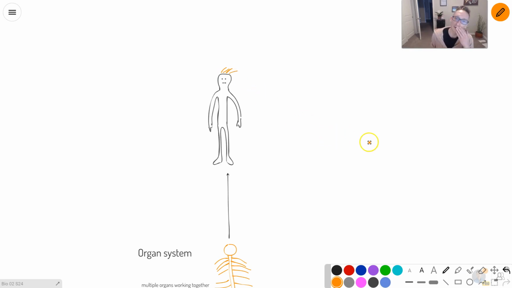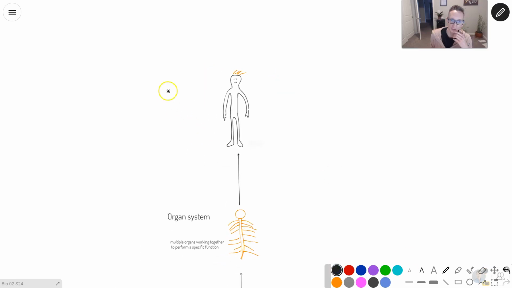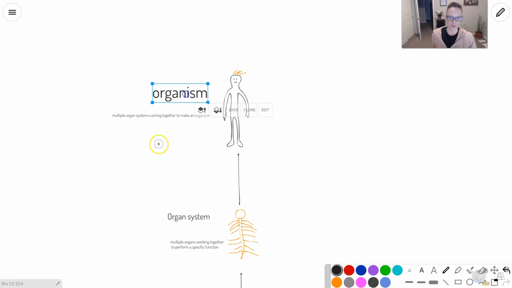We've got ourselves an organism. Pretty cool. And really, we're going to be spending most of our time here, where multiple organ systems come together to make an organism. Pretty crazy when you think about yourself that way. You're just a bunch of organ systems coming together to make an organism. Pretty weird. I'm an organism.